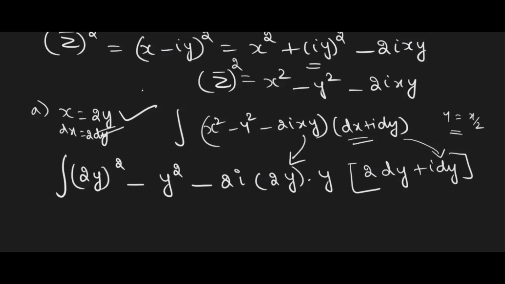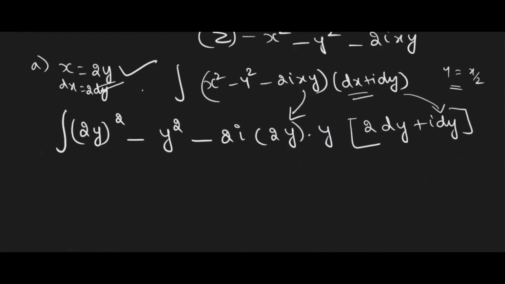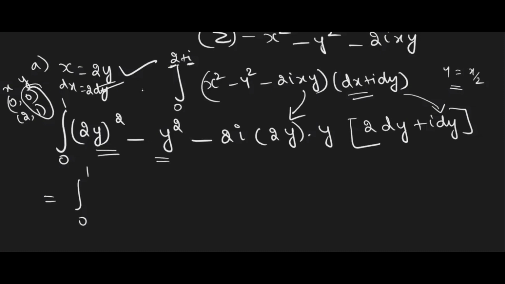So you are going to write the limit of y. What is given in the question? 0 to 2 plus i, that is, the point 0, 0 to 2, 1. Real is 2, imaginary is 1i. So 2, 1: this is for x, this is for y. Now everything is in terms of y, so since you have only y terms, you are going to take the limit 0 to 1. So this is equal to the integral from 0 to 1 of 4y square minus y square, which is nothing but 3y square.